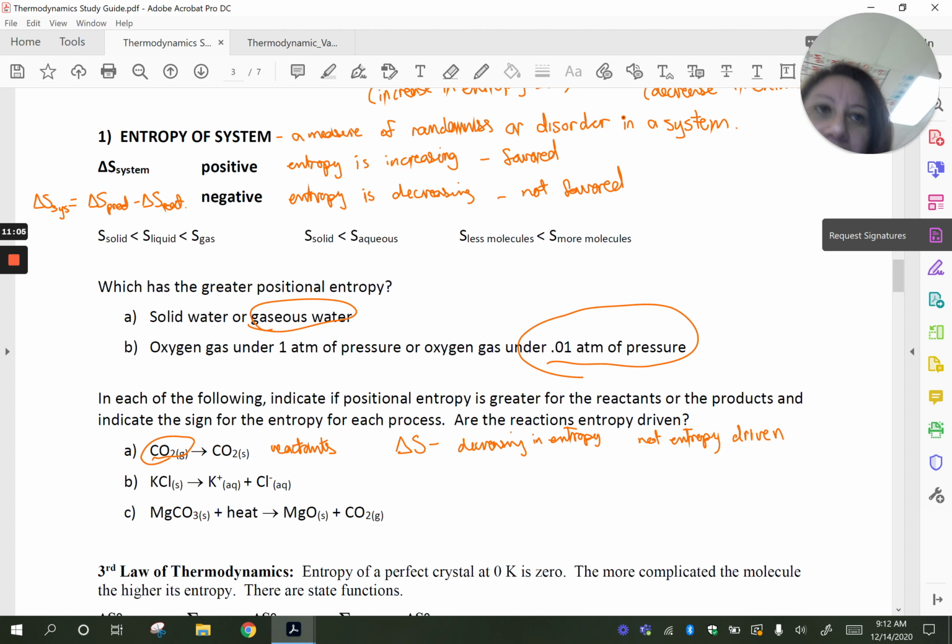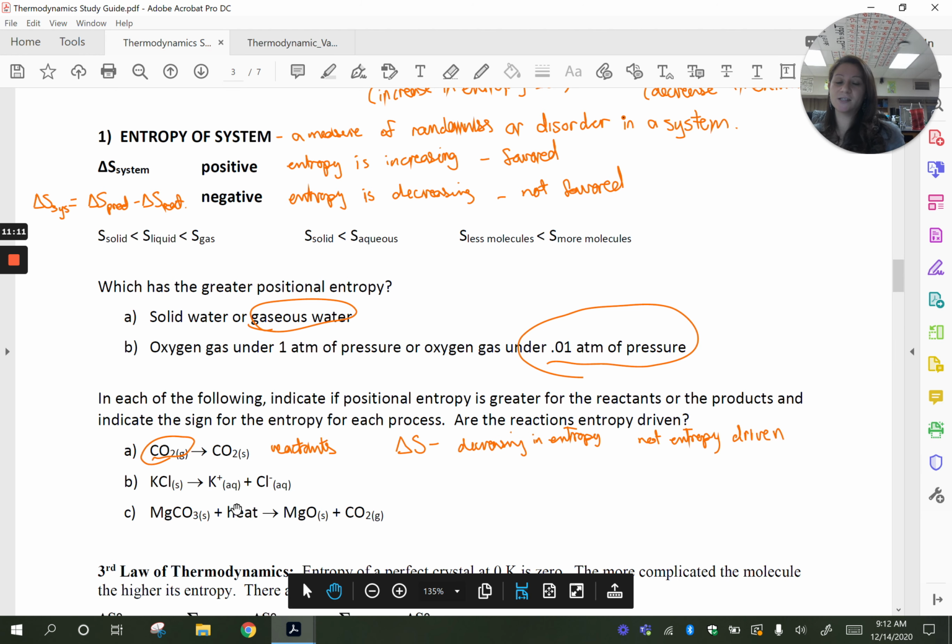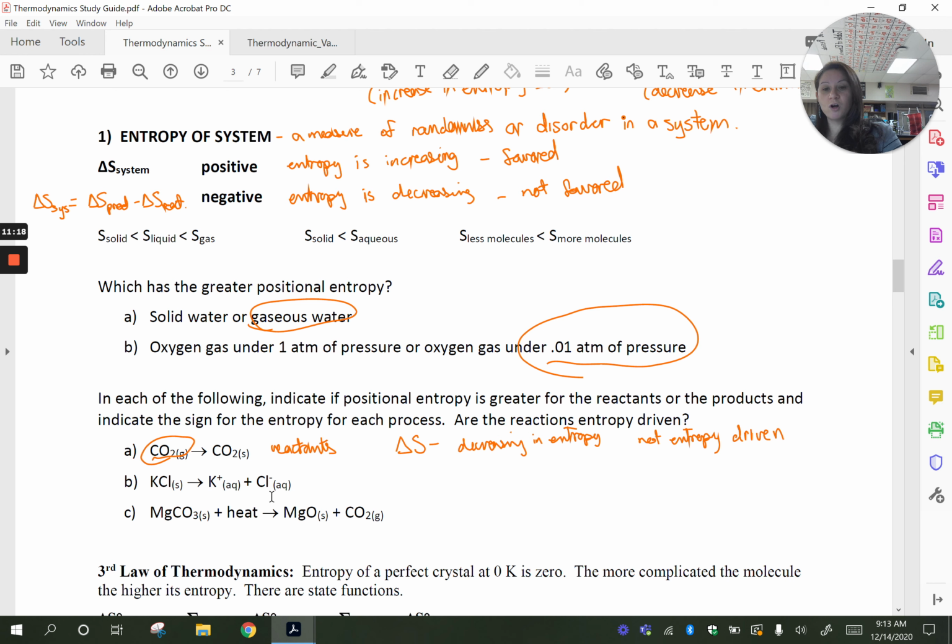Okay, let's look at the next one. So the next one, we have KCl solid. Looks like we're dissolving it to get the aqueous ions. So the ions are dissociating and being hydrated with water. So which one has more entropy, the solid KCl or the aqueous KCl? Well, the aqueous KCl has more entropy, and so the products now have more entropy.